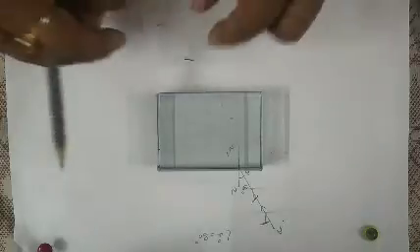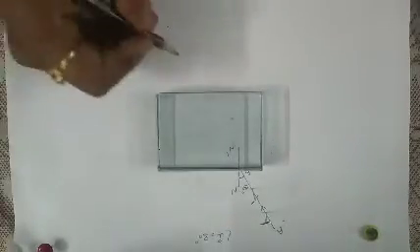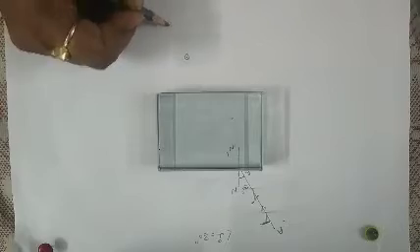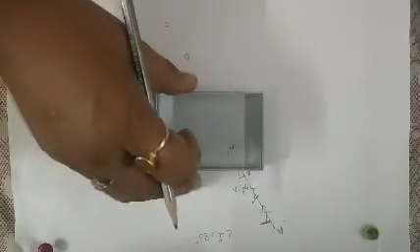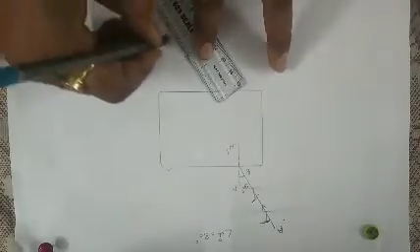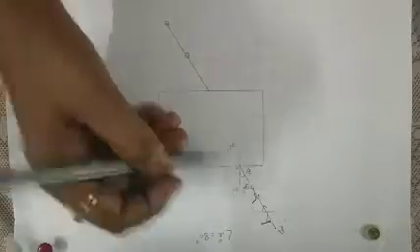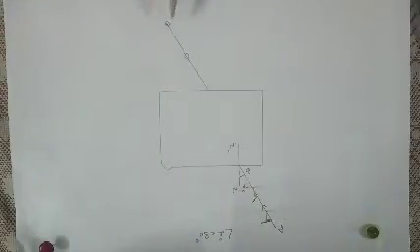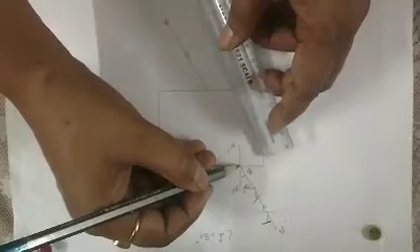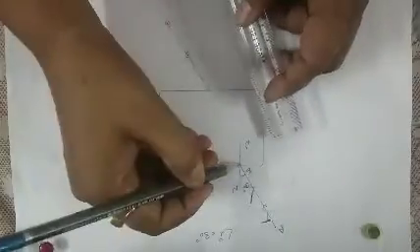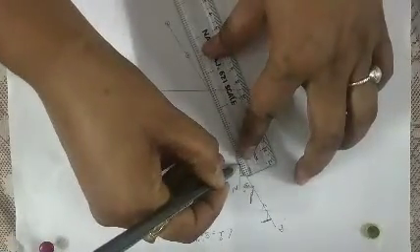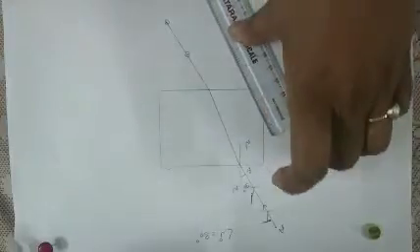Now what I have to do is remove both the pins and just mark it. Again remove the glass slab. Join these 2 points this way. Now this particular ray is your emergent ray. Join again these 2 points. Can you see the path?